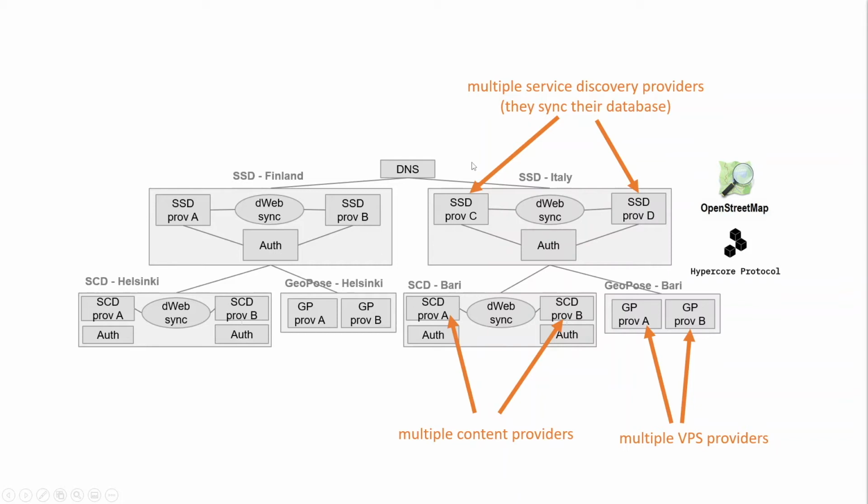Let's take the example of Bari, where we deployed this whole system for the ISMAR conference. This has a content service in Bari and a Geopose service in Bari, but there can actually be multiple providers of each of these.